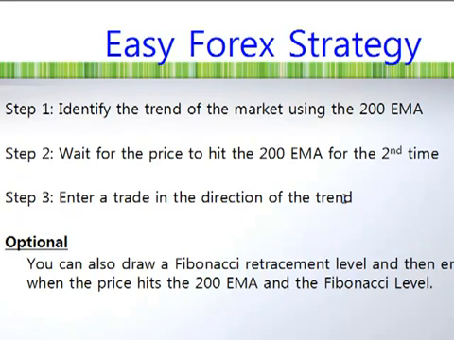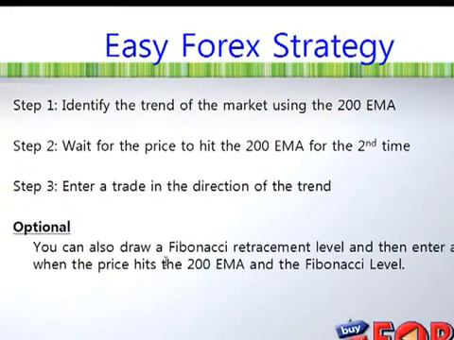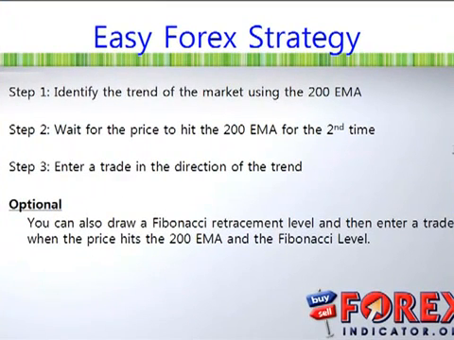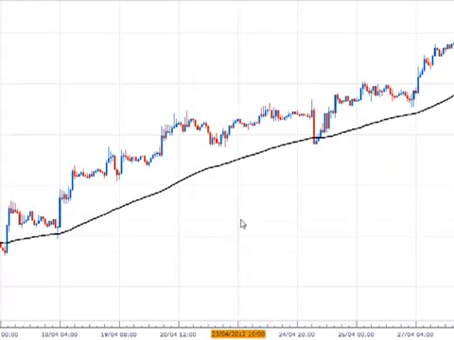The Fibonacci indicator is basically optional. You can draw it out. If the price hits a Fibonacci level together with the 200 EMA, it means that it's a very, very strong support and resistance level. It just gives you additional confirmation. But in fact, these three steps using the 200 EMA are good enough. Let me show you an example here. Let's take a look here.